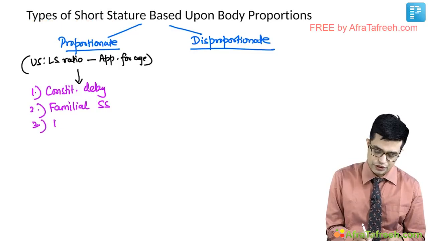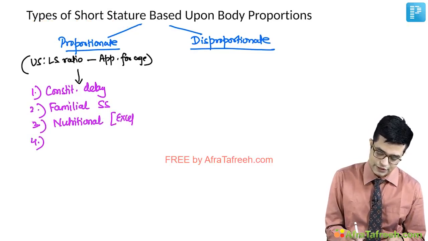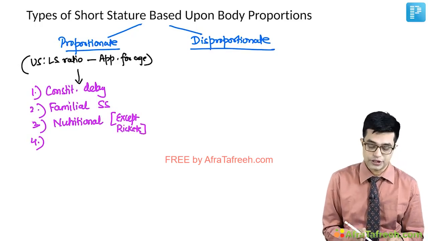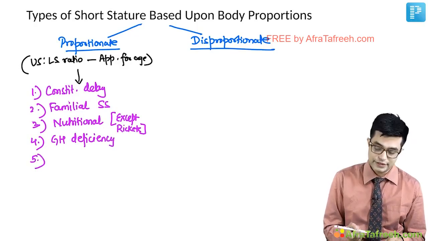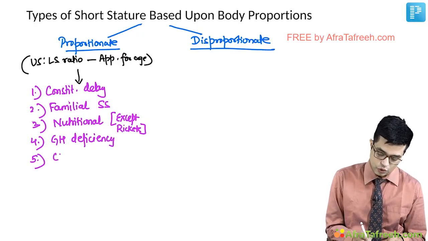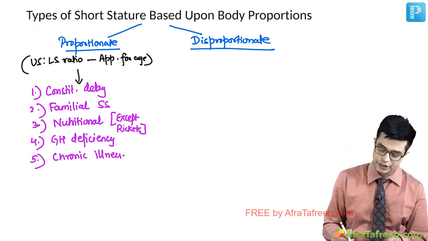It includes nutritional short statures like malnutrition. In brackets you will write, except rickets. Rickets does not cause proportionate short stature. Fourth, it occurs in growth hormone deficiency. And fifth, you will find that chronic illness children are found to have proportionate short stature. Then we have the disproportionate short stature.